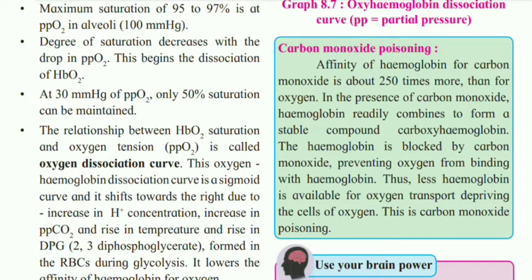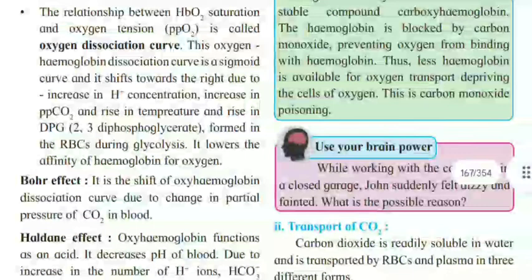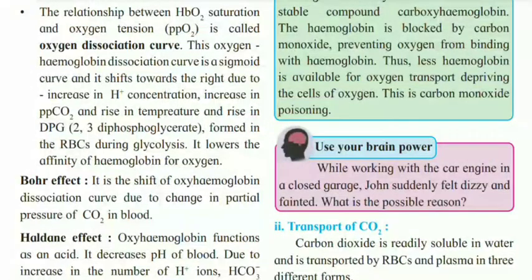2,3-diphosphoglycerate is formed in the RBC during glycolysis. It lowers the affinity of hemoglobin for oxygen. Now we'll see Bohr's effect. It is the shift of the oxyhemoglobin dissociation curve due to change in partial pressure of CO2 in blood. So this is the Bohr effect. It is very simple. It is just the shift of the sigmoid curve due to change in partial pressure of CO2.